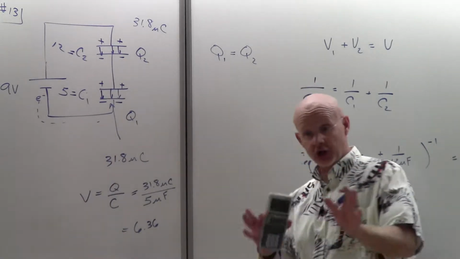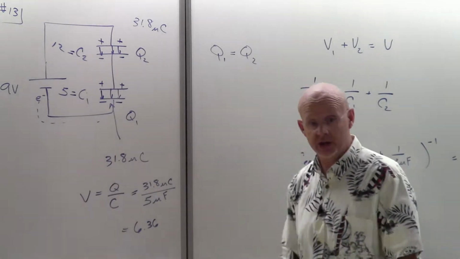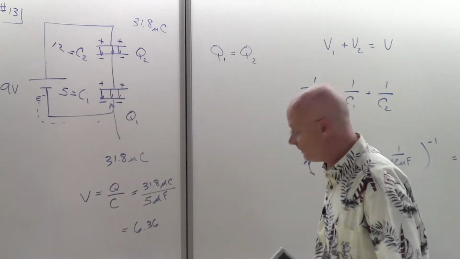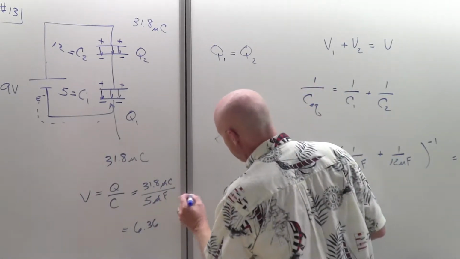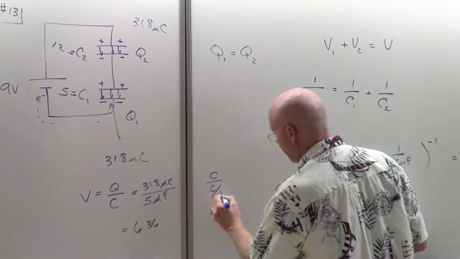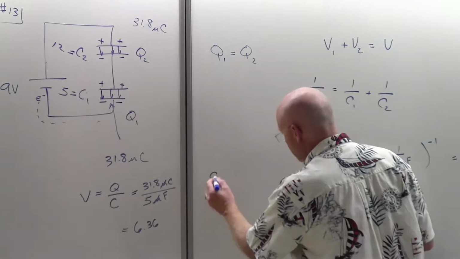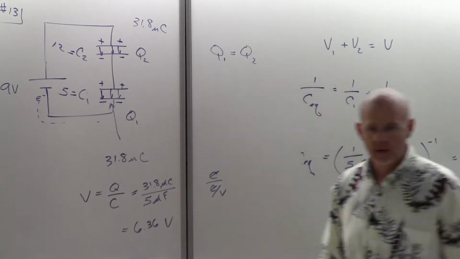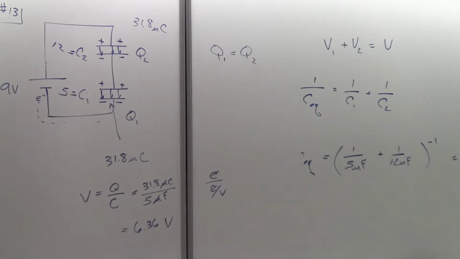6.36. And I guess I should check my units, especially since these are new units to many of you. A micro would cancel with micro. That's good. Remember what a farad is. It is a coulomb per volt. So coulombs would cancel off, and I'd be left with volts. Okay.